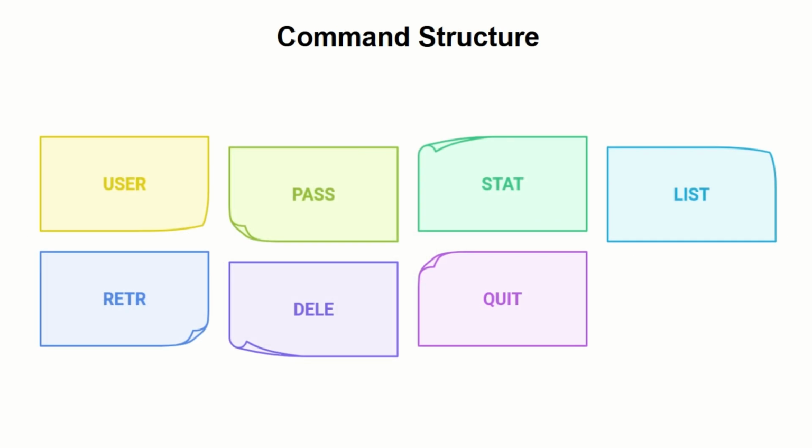So the common commands are: USER, which specifies the username for authentication; then PASS, for the password for authentication. STAT displays the number of messages and their size. Then LIST lists all email messages available for retrieval. Then RETR retrieves the specified email message.